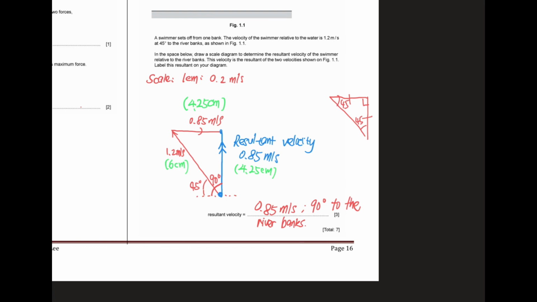Can you repeat how did you get 90 degrees? Imagine you are using protractor. You measure from this horizontal line to the resultant velocity arrow, and then you get 90 degree. By measuring you will know. Okay, so this one is settled already.